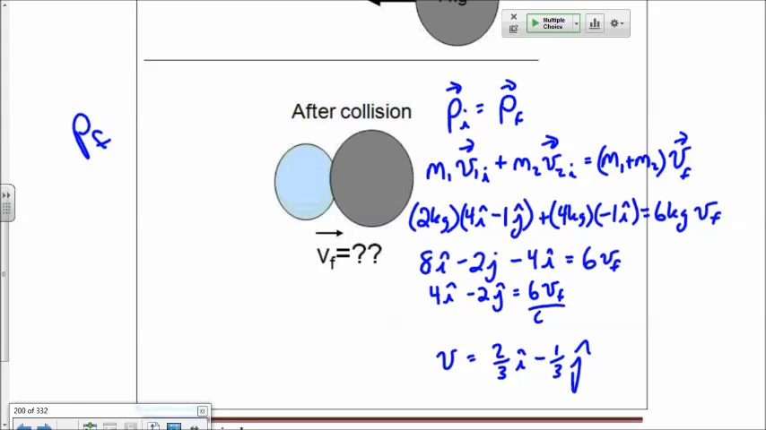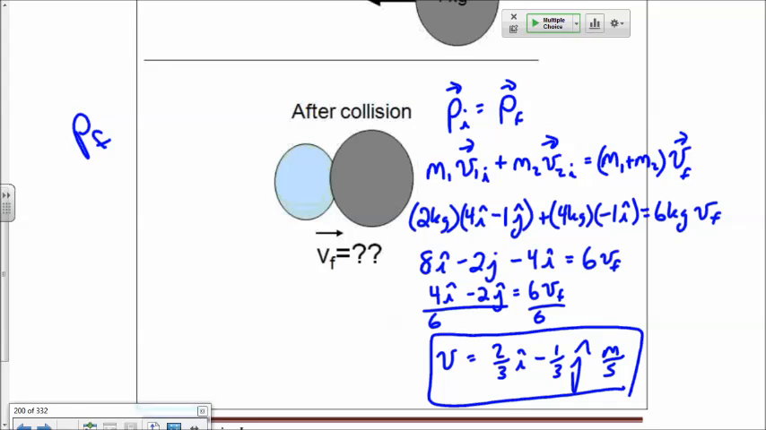And Cole's right to divide both sides by 6. So that's 4/6, which is 2/3 I, minus 2/6, which is 1/3 J. And so that's our final velocity of both particles. Means they're going to move off in what direction? Like in this direction.